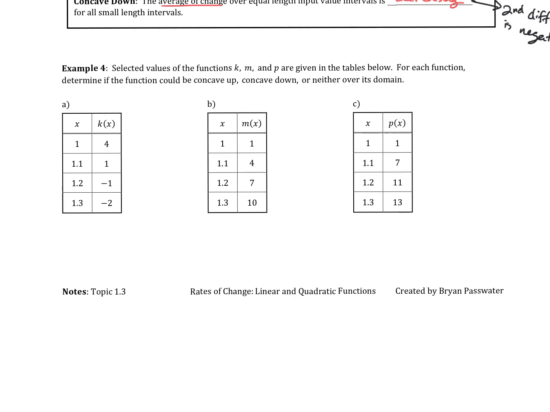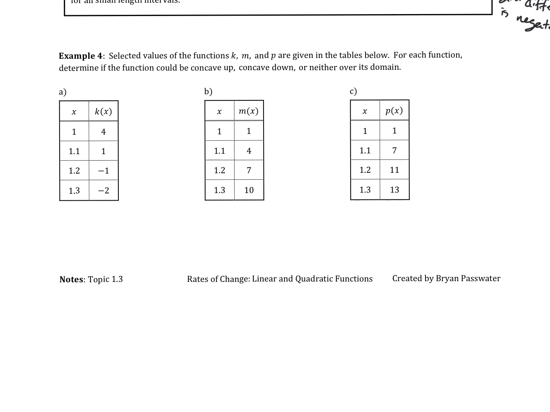All right, example 4. Briggs, pick a reader, quick. Example 4. Selected values of the function k, m, and p are given in the table below. For each function, determine if the function could be concave up, concave down, or neither over its domain. All right, beautiful. To talk about concavity, we have to get to our what difference? Our second difference. We have to figure out if the rate of change is increasing or decreasing. But we still need rate of change, so we need to do it.